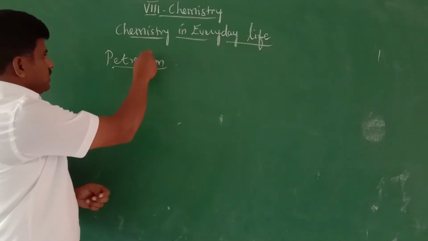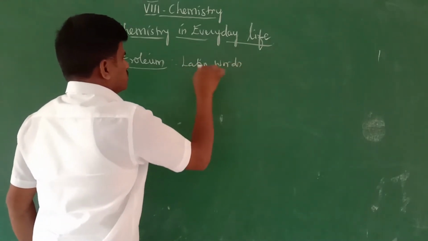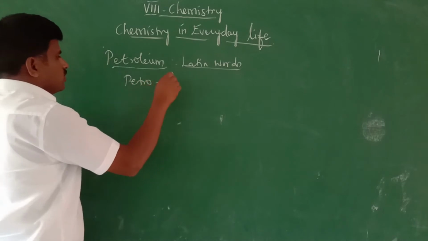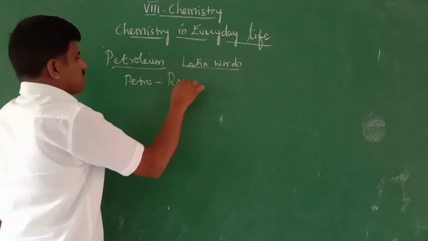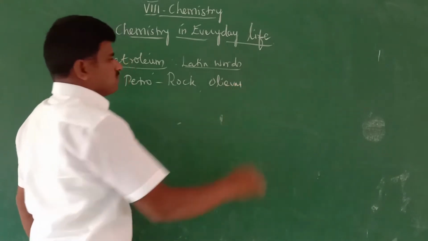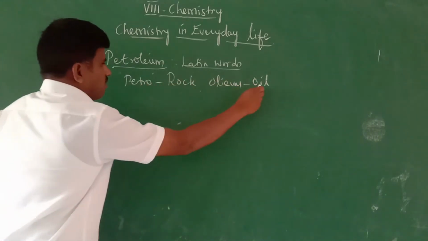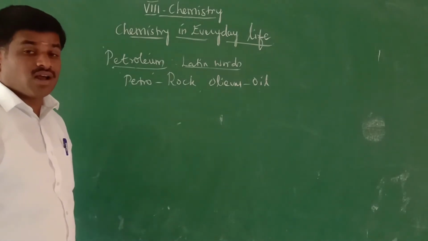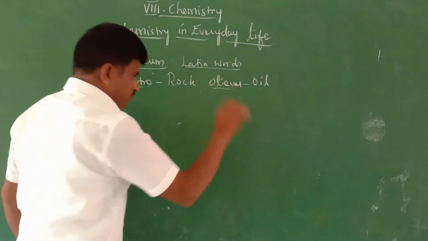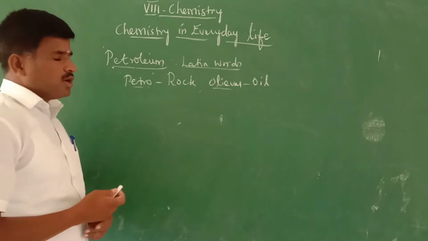The word petroleum is derived from two Latin words. One is called petro, and the meaning of petro is rock. The other word is called oleum, and the meaning of oleum is oil. So rock oil is otherwise called petroleum. The two Latin words are petro and oleum, where petro is rock and oleum is oil. This is how the word petroleum is derived.